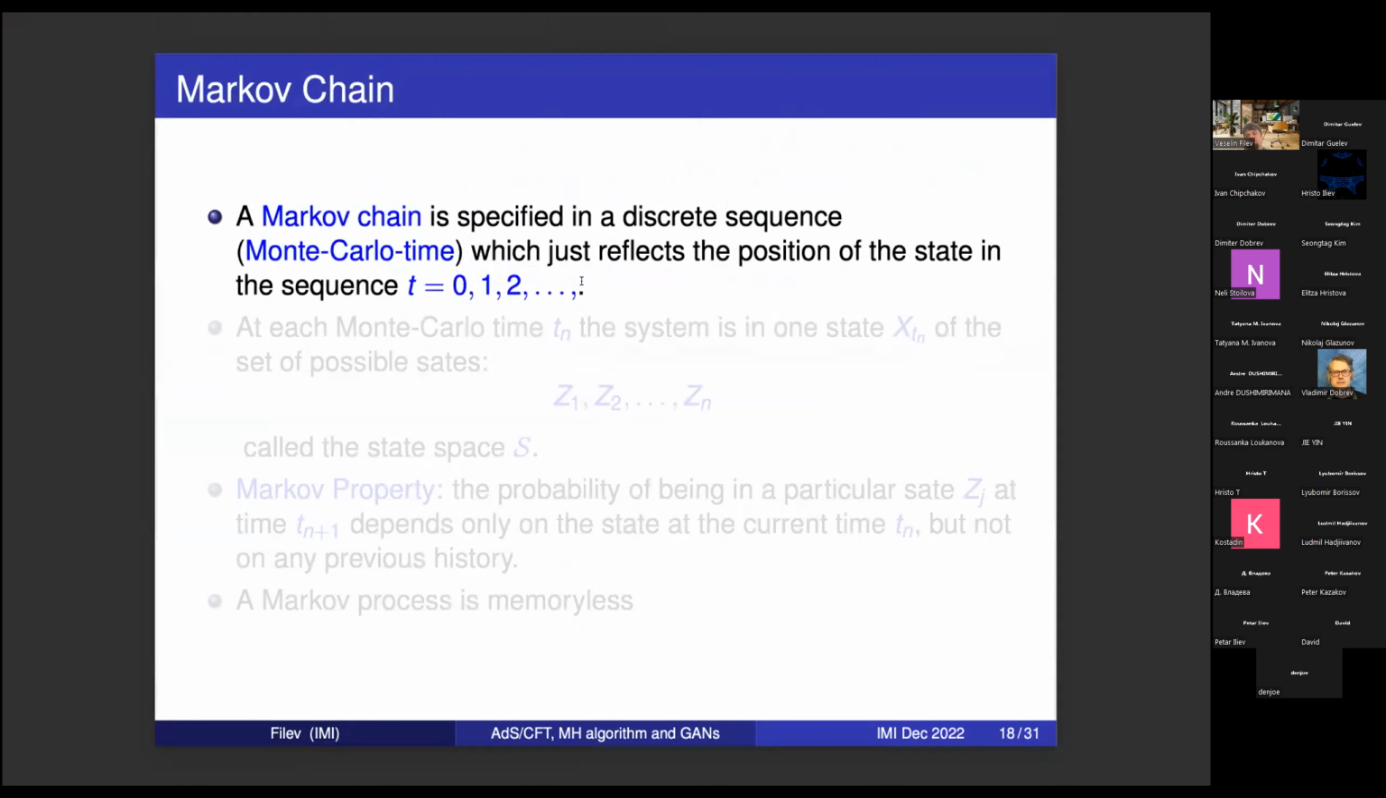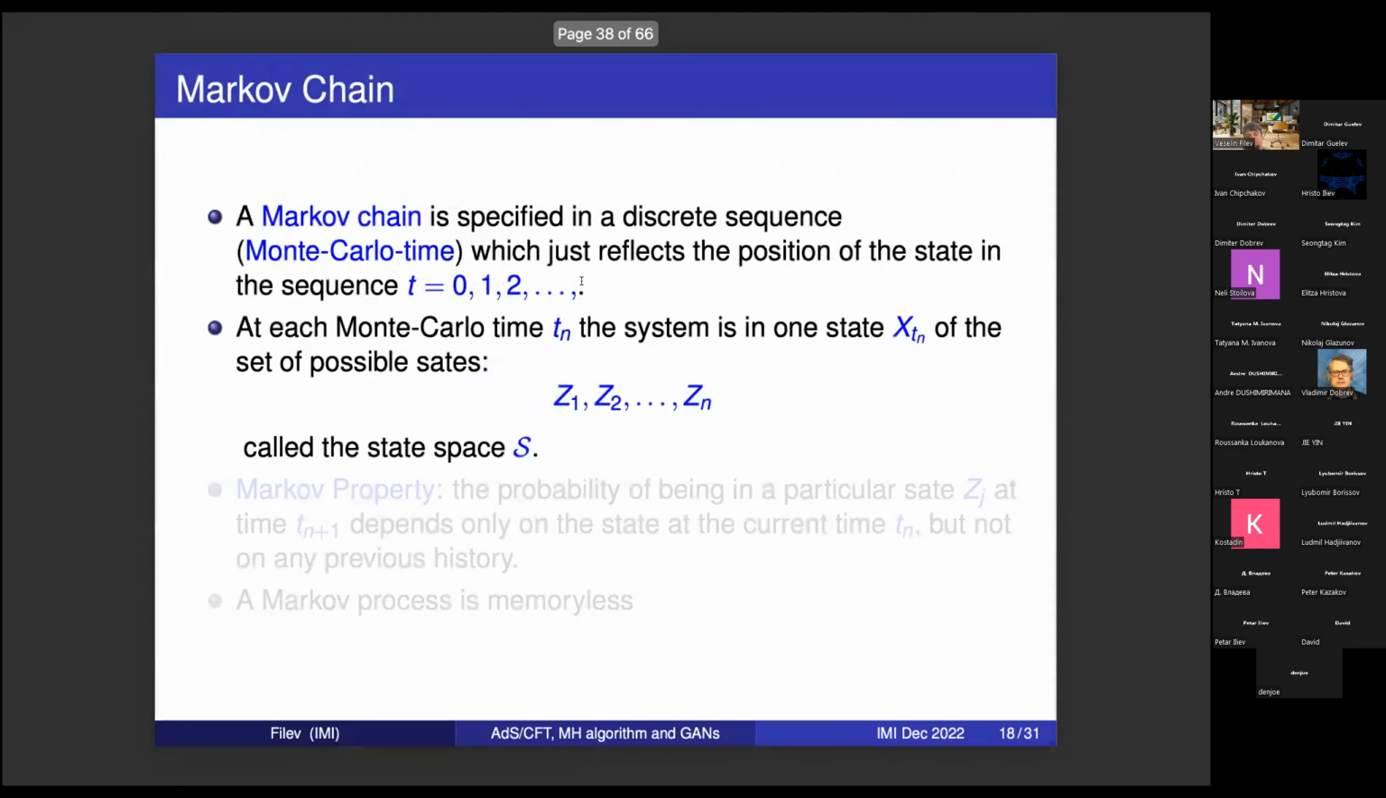So what is a Markov chain? It's just a discrete sequence of random variables, you can think of it. It's just a process, and the reason why we call it a Markov chain is because it satisfies the Markov property. Now, there is the notion of Monte Carlo time, which is just that as your discrete process evolves, you label each state of the process as a time. This is your Monte Carlo time.